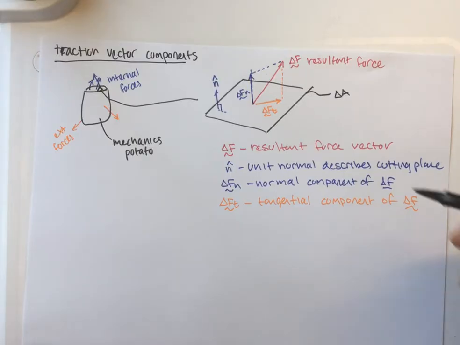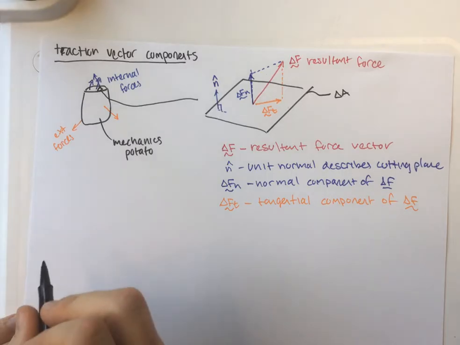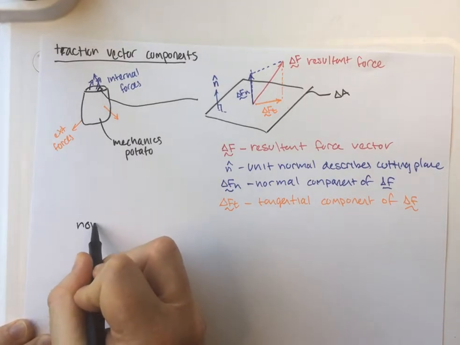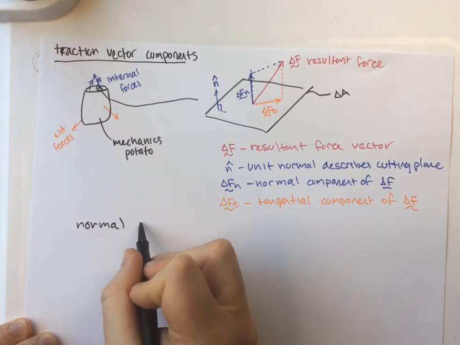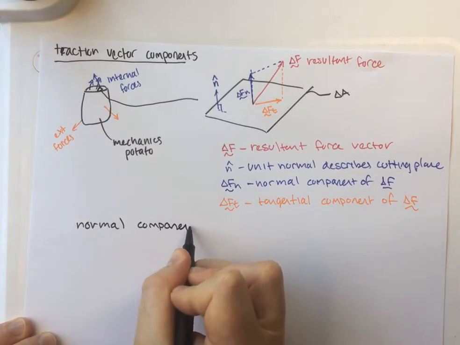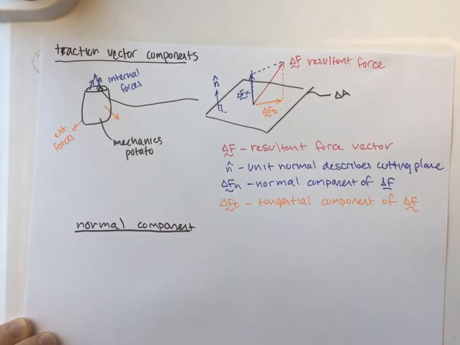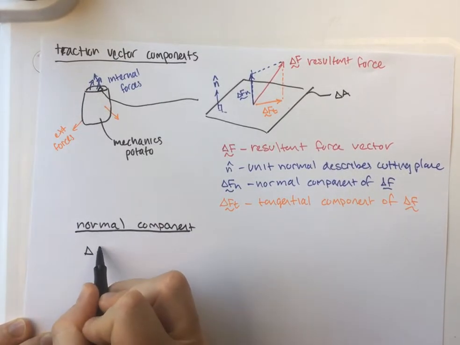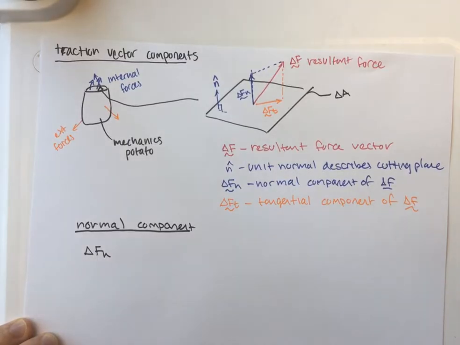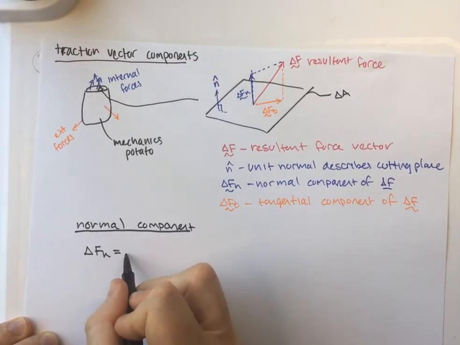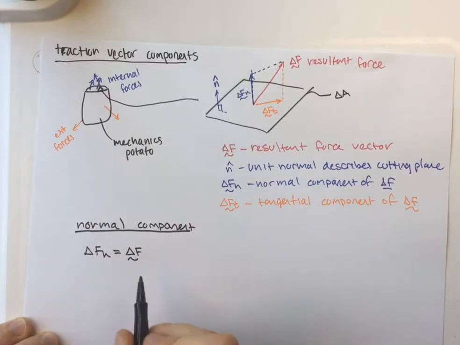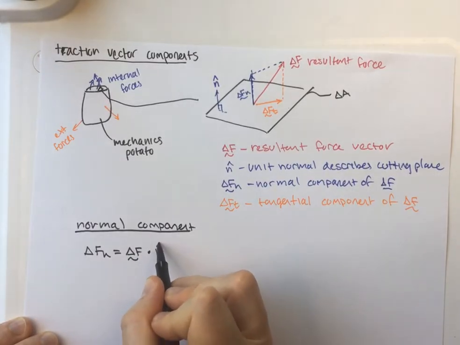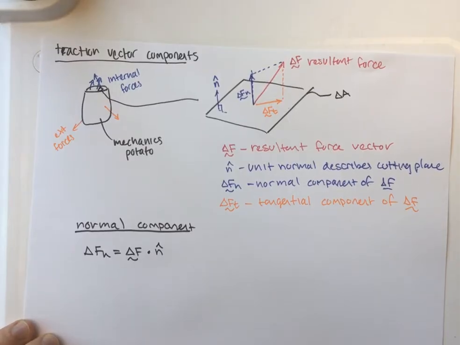Okay, and so now if we know our resultant force, the question is, how do we determine these components? So now we're just going to look at the magnitudes. So the normal component magnitude, if we wanted to know what that was, I'm going to call this delta Fn, no squiggle, that's going to be equal to delta F with the squiggle, that's the vector, dotted into that normal vector. Okay, and that's going to give us a value, which would be the magnitude of the component in the normal direction.